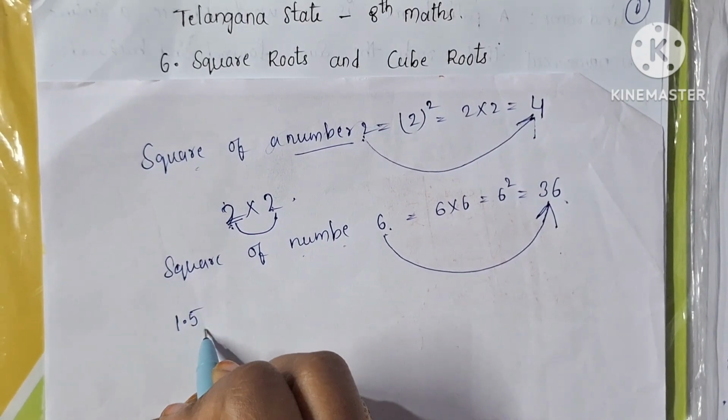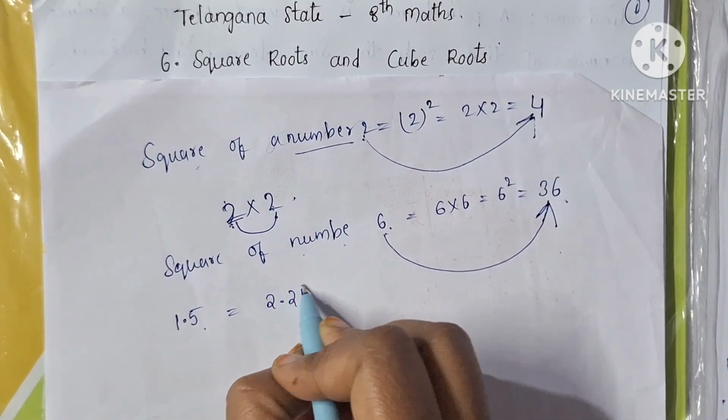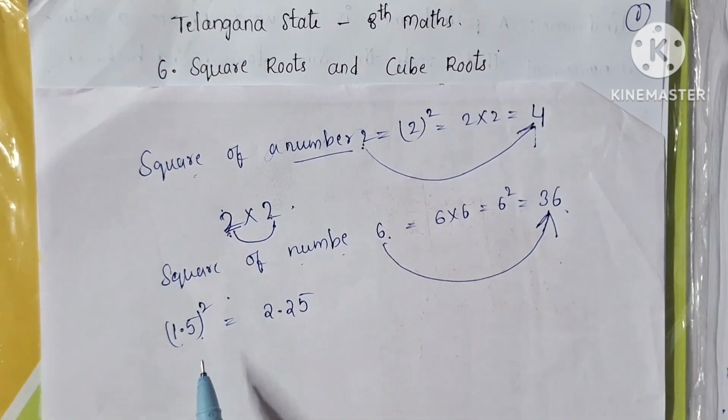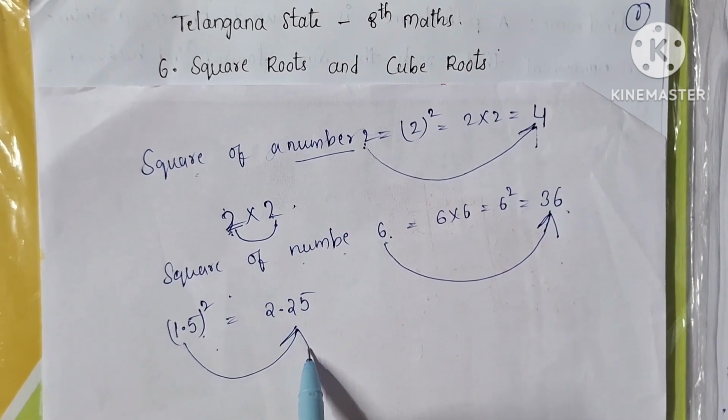The square of 1.5 is 2.25. What is the square of 1.5? 2.25. In this way, we can write a square for any number.